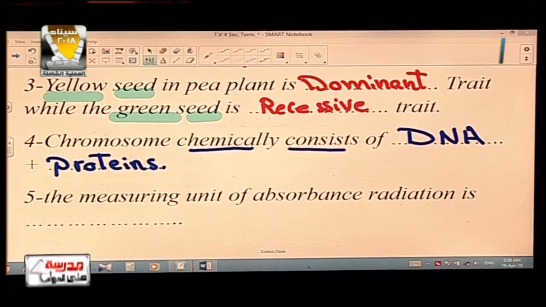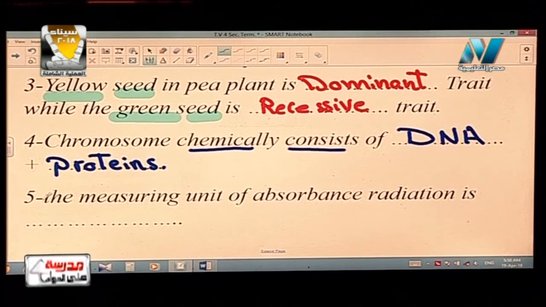Next question is the measuring unit of the absorbance radiation. بيتكلم على the measuring unit of absorbance radiation is what? As we talk about the lesson 3 here in unit 2, we studied before the radioactivity phenomenon. And we have the measuring unit in this lesson, as we have the measuring unit of the absorbance radiation is rem.